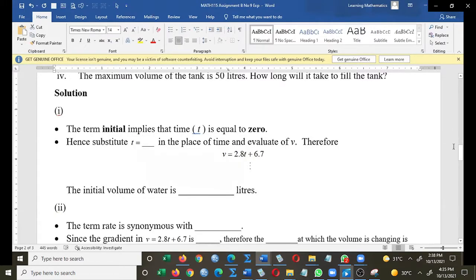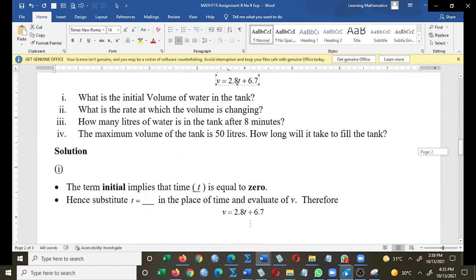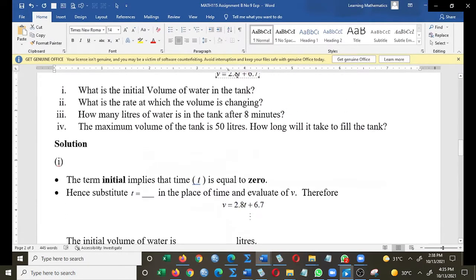Don't forget the question. Somebody has their mic on and it's competing with my voice. Hello, somebody has their mic on and it's competing with my voice.